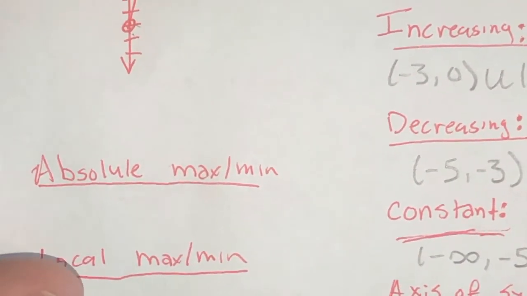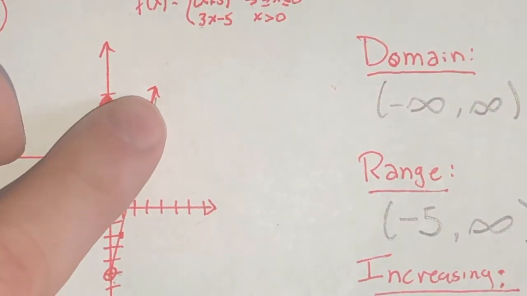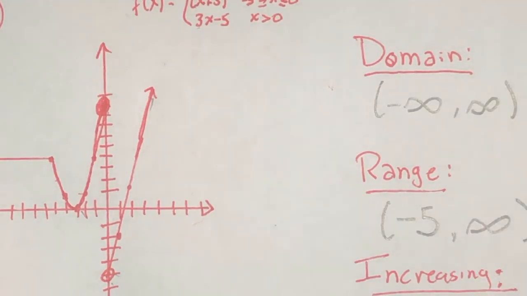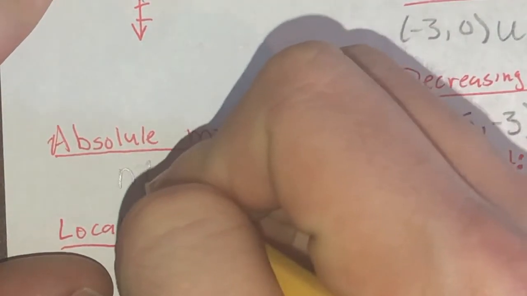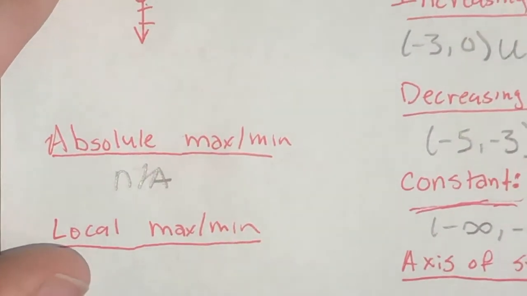Absolute max or min. Does it have an absolute max? It doesn't, because this points up to infinity. Now, technically, it also does not have an absolute min because this is an open circle. So this is actually not applicable. There's no max or min.